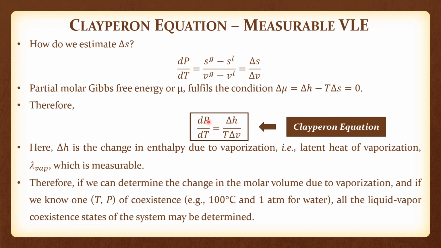So this is pure water. Of course, there is no air or anything involved, right? So 1 atmosphere, 100 degrees Celsius, so 373.15 Kelvin. Then all the liquid vapor coexistence states of the system may be determined if only we could calculate the change in molar volume due to vaporization.